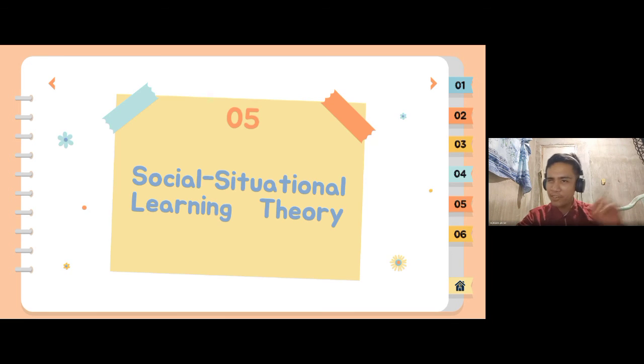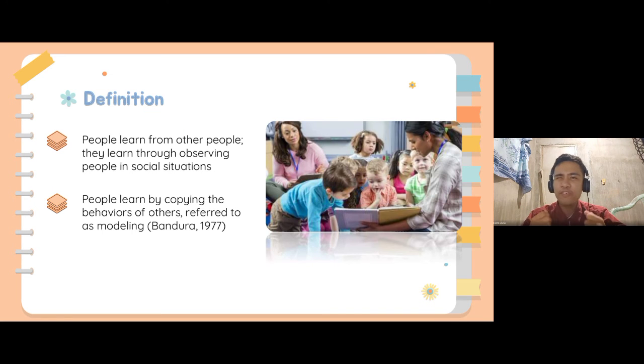And the last theory, social situational learning theory. I think this will be the easiest one for you to get. So, people learn from other people. They learn through observing people in social situations. That's obvious, basically. But according to Bandura in 1977, people learn by copying the behaviors of others. It is referred to as modeling.